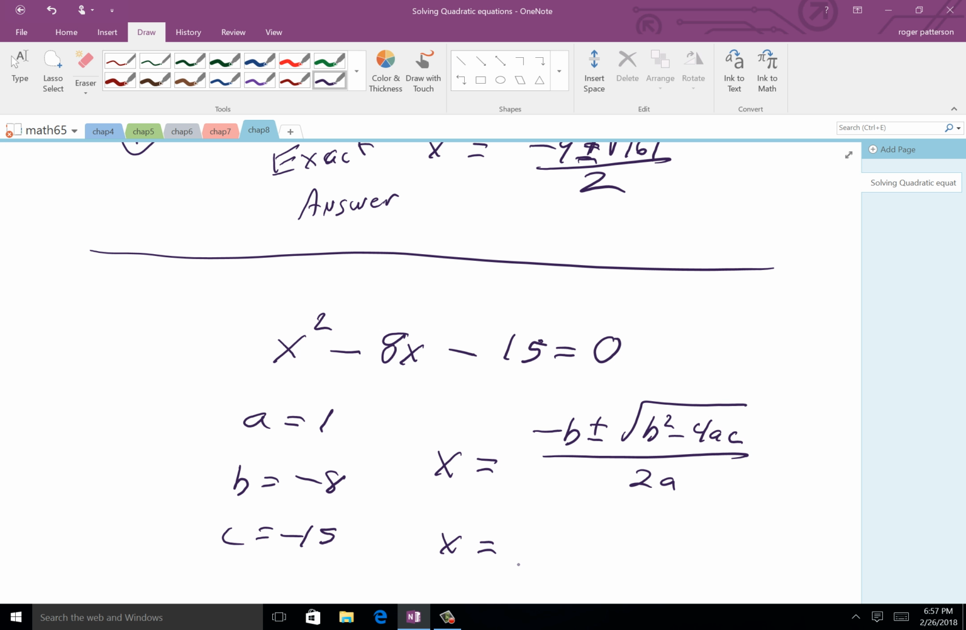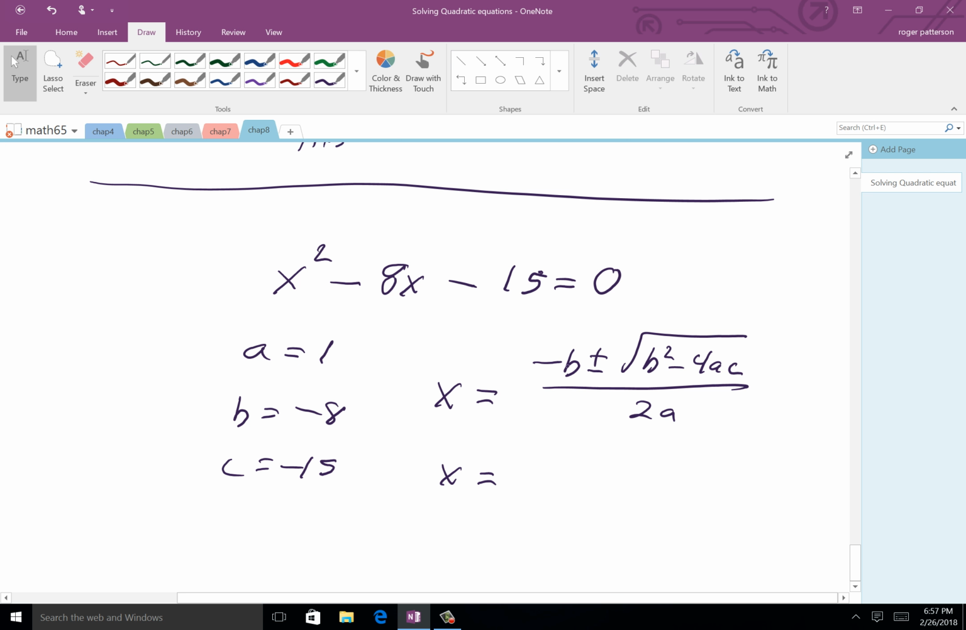Okay, now we just got to plug numbers in. So opposite of B, so that's a negative 8, so I'm going to take the opposite of that. And now I'm going to square this. Now here's where you got to be careful, because I've seen this happen.